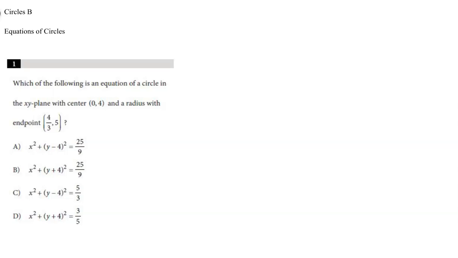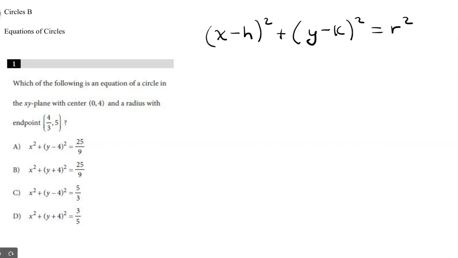All right, circles practice B, equations of circles. So before we get started, let me just write down the generic equation. It's always in the form (x - h)² + (y - k)² = r². What you need to realize here is that the center of every circle is at (h, k), and the radius is r. So this number over here is always the square of the radius.